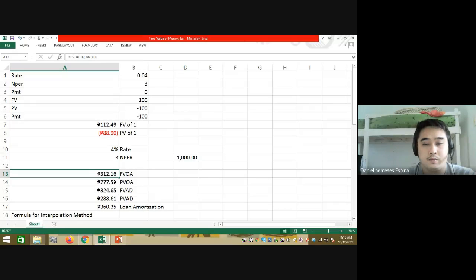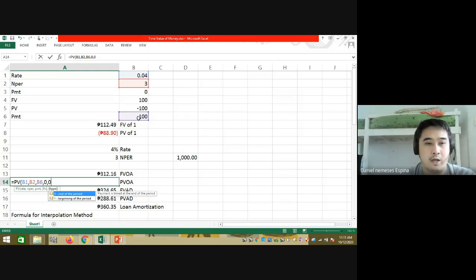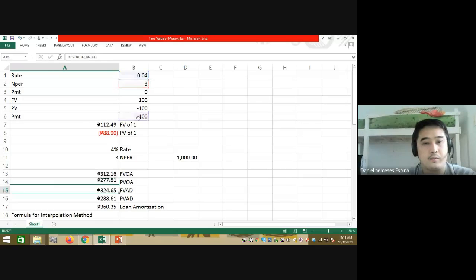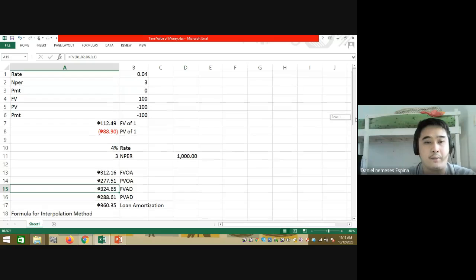How about present value? Equals again, PV, open parentheses, rate, NPER 3, payment is negative 100, FV is 0 because it's an annuity that we are getting, then type 0, ordinary annuity. Enter, so 277.51.